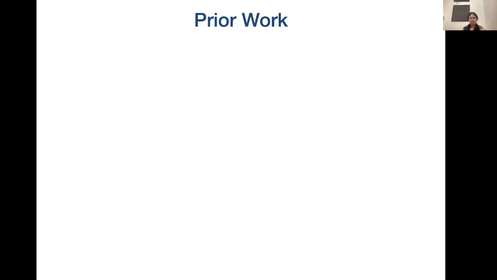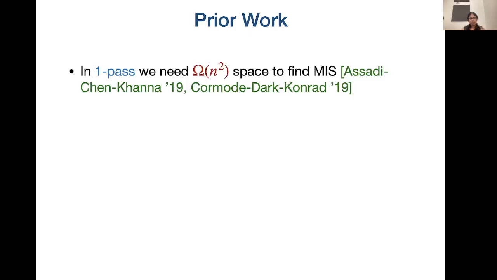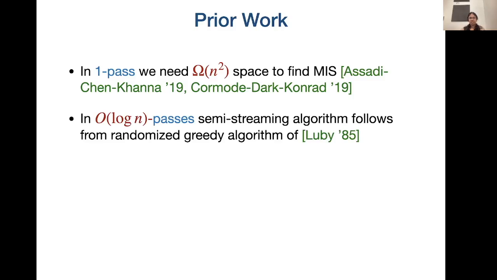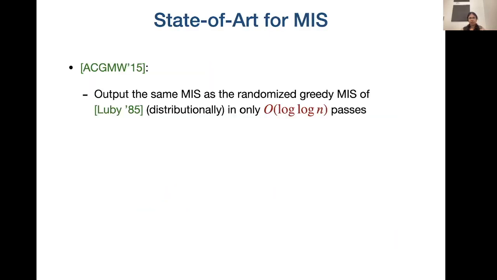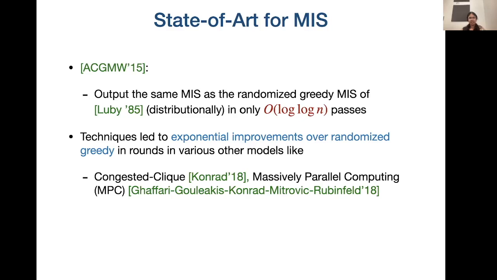What do we know about MIS in the semi-streaming model? We know that if you have only one pass, it is not possible to find the MIS because you need omega of n squared space. If we have log n passes, the randomized greedy algorithm given by Luby in 85 directly gives a semi-streaming algorithm also. But we can actually do exponentially better in semi-streaming. Ahn, Cormode, Guha, McGregor, and Wirth in 2015 gave an algorithm which only uses log log n passes. This algorithm is actually the state of the art for MIS in semi-streaming. The techniques used by the ACGMW paper led to exponential improvements over the randomized greedy algorithm in other models also, like congested clique and massively parallel computation. So the natural question here is, can you do better than log log n passes in semi-streaming?